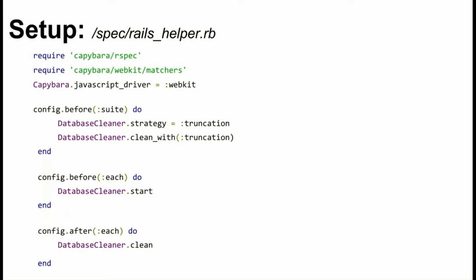Here are the different configurations you'll need to add to your Rails helper. We'll require the Capybara RSpec, and the WebKit matchers is also very helpful. And we'll tell it to use the WebKit for the JavaScript driver. And here is a recipe that I use for Database Cleaner.